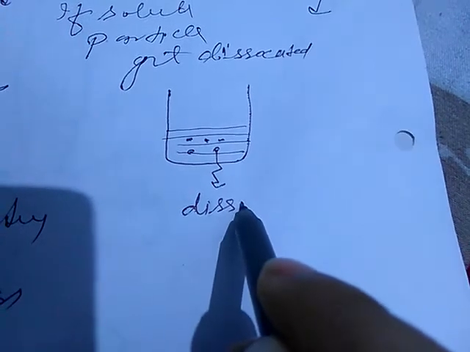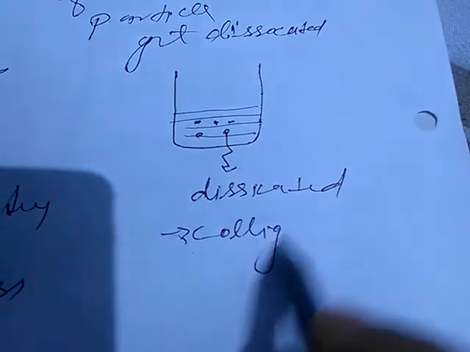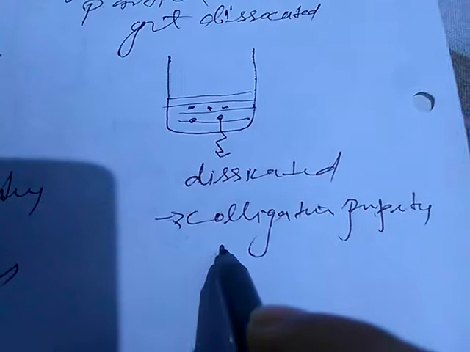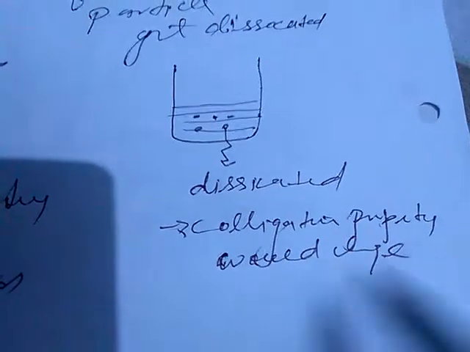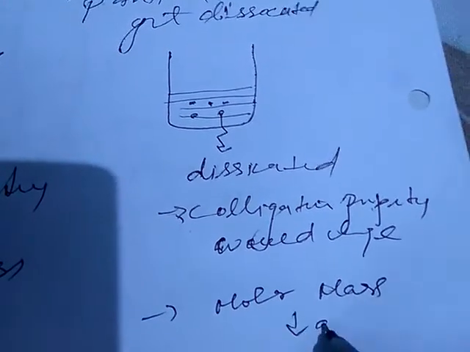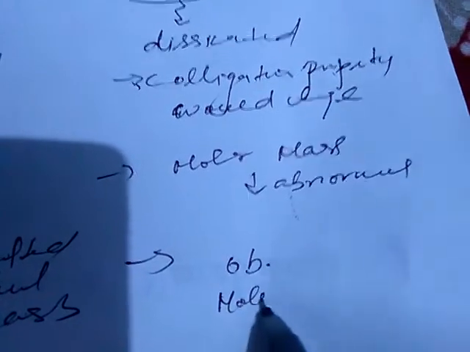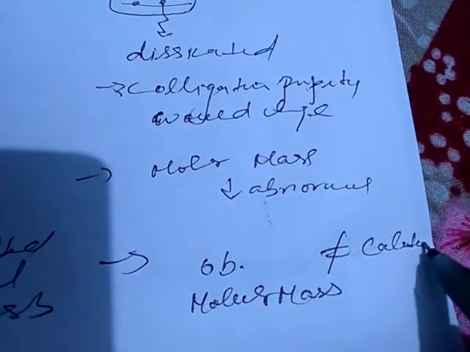If dissociated, then what would happen? The colligative property would change, meaning the colligative property would show abnormality, then the molar mass which would be calculated would also be abnormal, or we can say that the observed molar mass would not be equal to the calculated molecular mass.